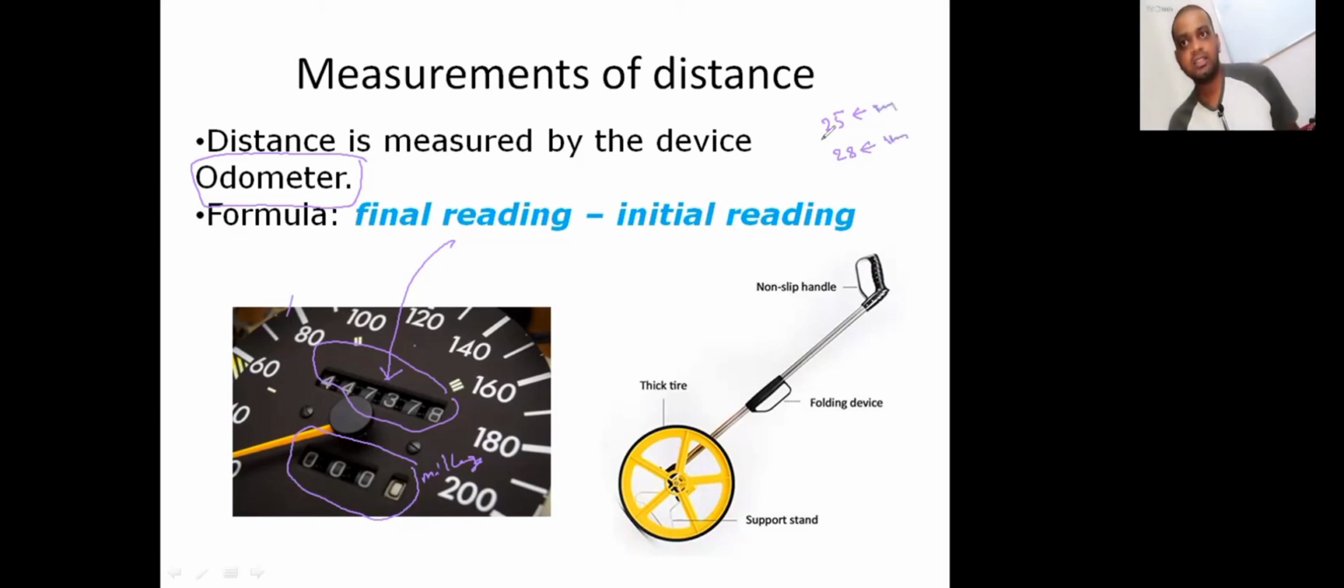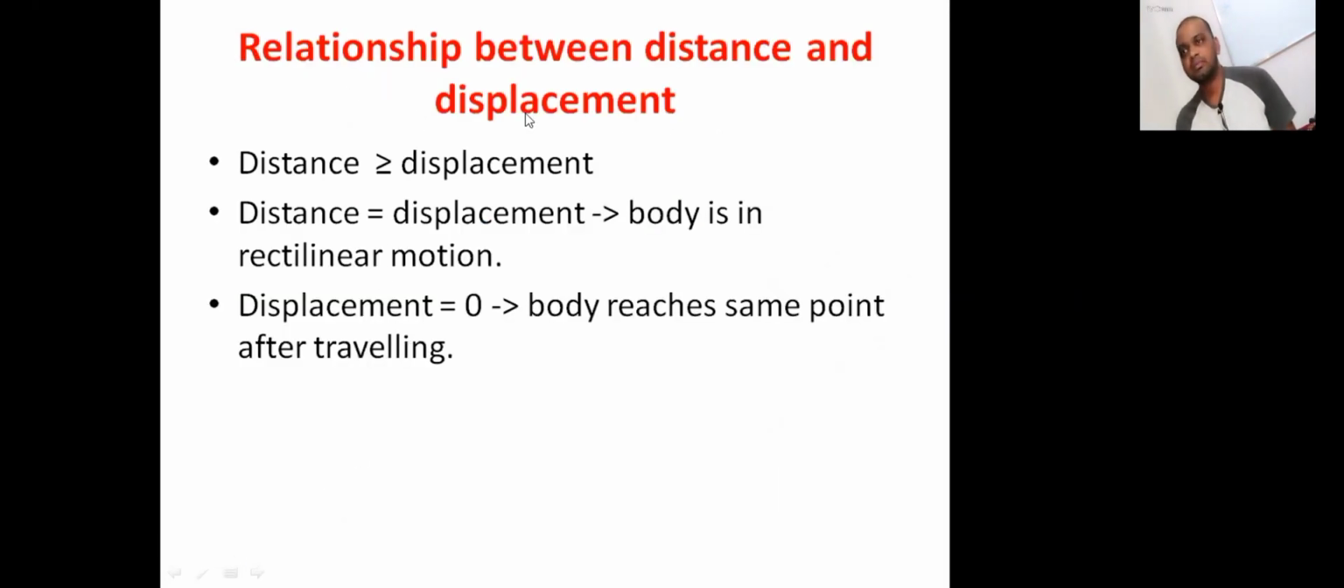Now what is my distance? The distance will be the final reading minus the initial reading. The final reading is 28 and the initial reading is 25. So the distance covered by me is 3 kilometers, and this is the picture of the odometer. Clear? This odometer is used to find out the distance on the roads. This is the device which we use to find out the distance from one place to another place on the roads. And now some important points between distance and displacement.